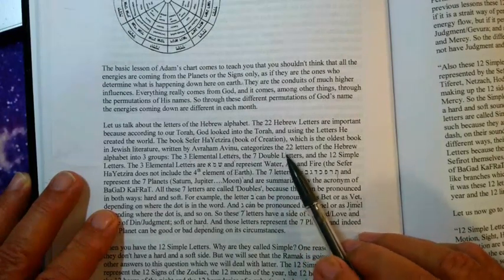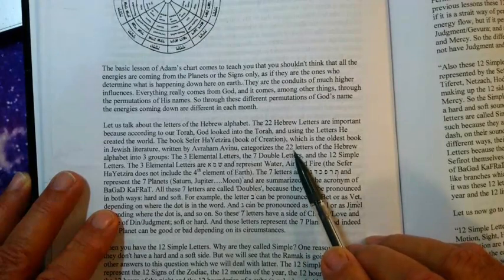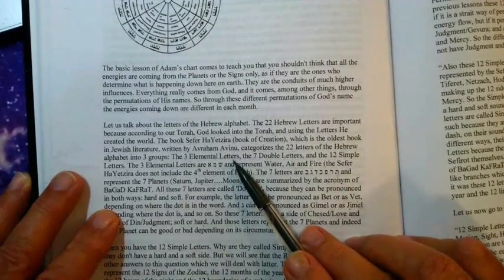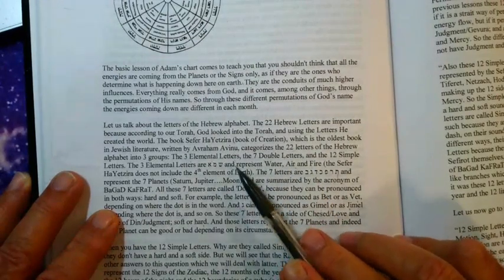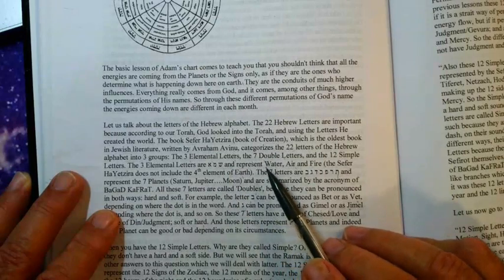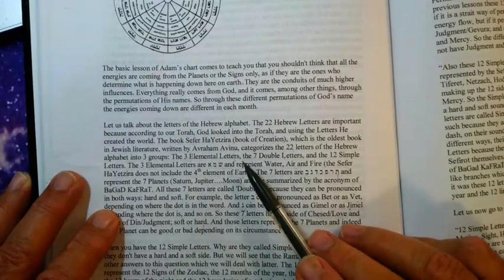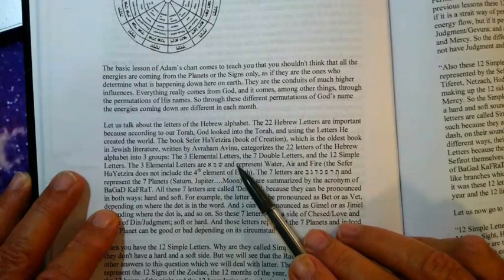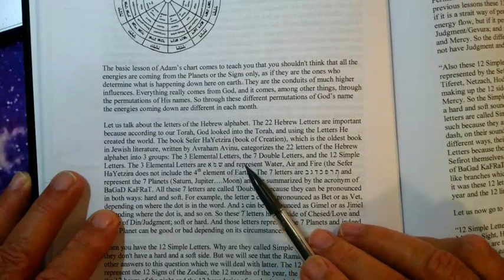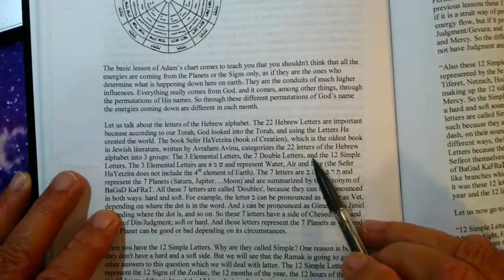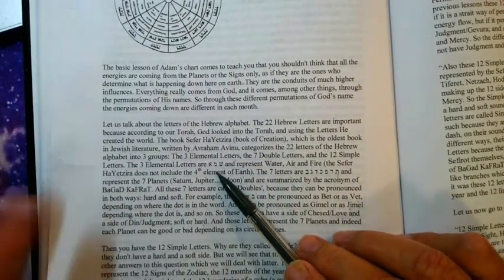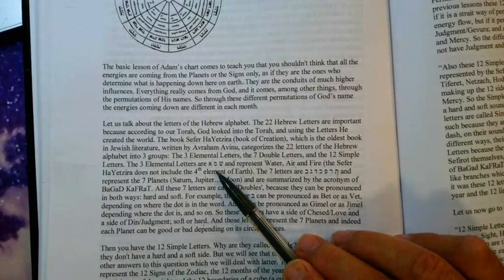And the SEFER YETZIRAH deals with the 22 letters of the Hebrew alphabet, and it groups them into 3 groups. Elementary levels, there are 3 of them. This is written by Avraham Avinu. The elemental levels, which are 3, the 7 double letters, and the 12 simple letters. This is what it says. It says that the world was created using letters. So that's the idea.